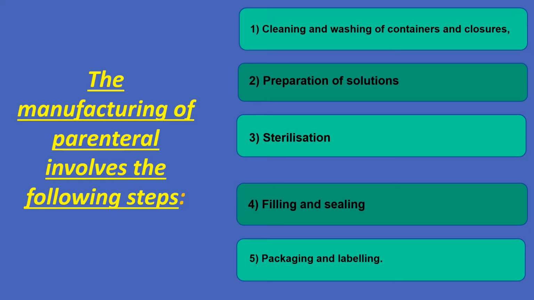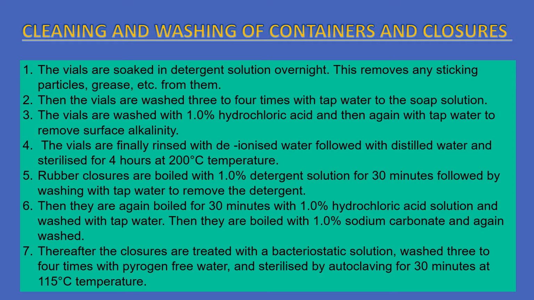The manufacturing of parenterals involves the following steps. First of all, there is cleaning and washing of container enclosures. Then there is preparation of solutions, sterilization, filling and sealing, packaging and labeling. The cleaning and washing of container. First of all, the vials are soaked in detergent solution overnight. This removes any sticking particles, grease, etc. from them. Then the vials are washed 3 to 4 times with tap water to remove the soap solution.